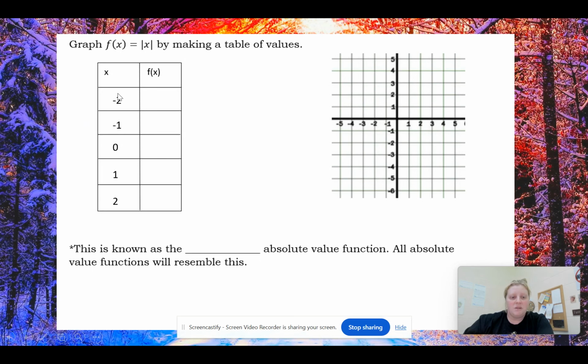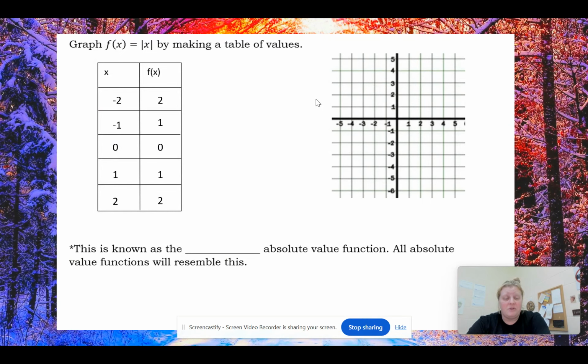And what we're going to do is we're going to take negative 2, and we're going to plug it into our absolute value formula. So the absolute value of negative 2 is just 2. If you recall, absolute value, the bars, it just means the distance from 0. Negative 2 is 2 spaces from 0. Okay, same thing with negative 1. That's 1 space from 0, and then 0. And even though this is positive 1, it's still 1. 1 is 1 space from 0, and so is 2.